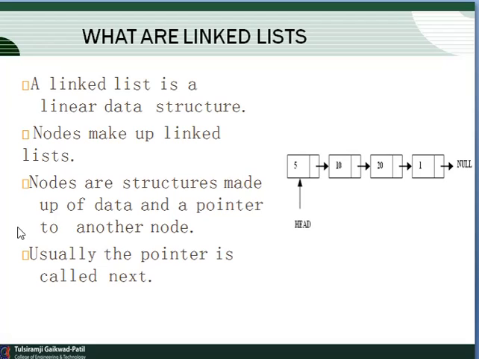Look at 5, 10, 20 and 1. This is the header. Initially it starts from the element 5, which has the address of the next node, that is 10. That 10 also has the address of the next node, that is 20. 20 has the address of the next node, that is 1, and 1 has the address of the last node, that is null.